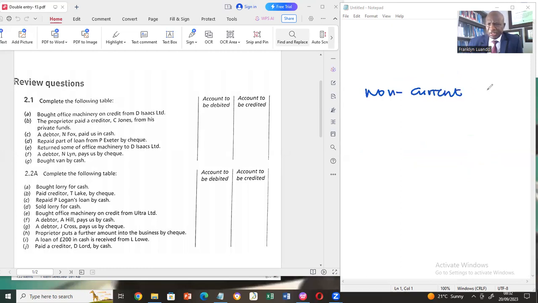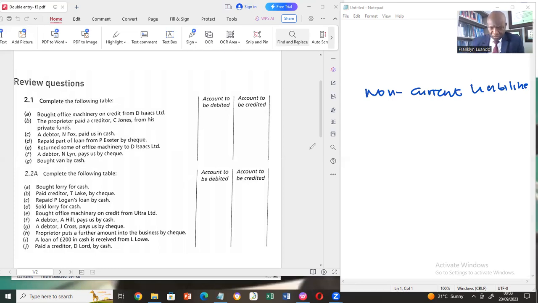Non-current liabilities are amounts due in more than 1 year. Amounts due after 1 or more years, they are non-current liabilities. We are owing, but the payment will be made after 1 or more years.